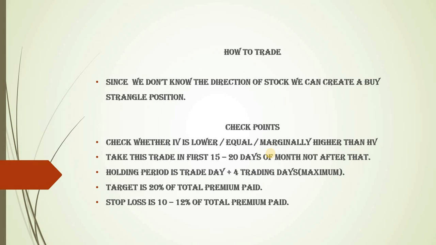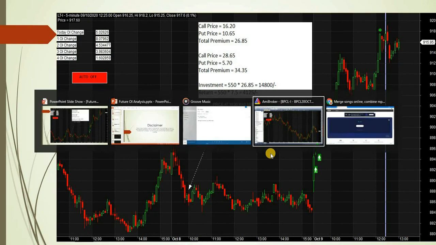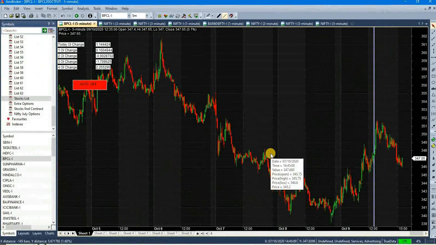Third is the holding period of the trade, which is trade day plus 4 trading days maximum. If we are not getting our target in the next 4 days, we will straight away square off our position. Target is 20% of the total premium which we paid, and stop loss is 10 to 12% of the total premium.